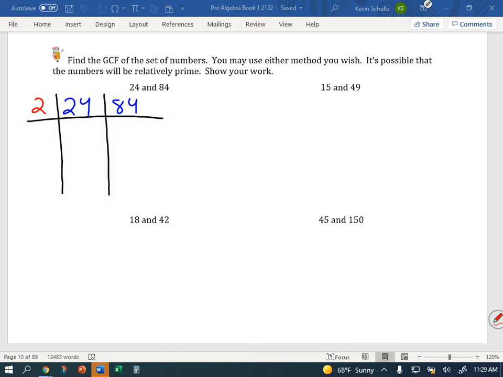And then what goes in our next row would be 24 divided by 2 gives us 12. 84 divided by 2 gives us 42. We are slowly factoring numbers out is what we're doing here. And what that's going to allow us to find eventually is that greatest common factor.